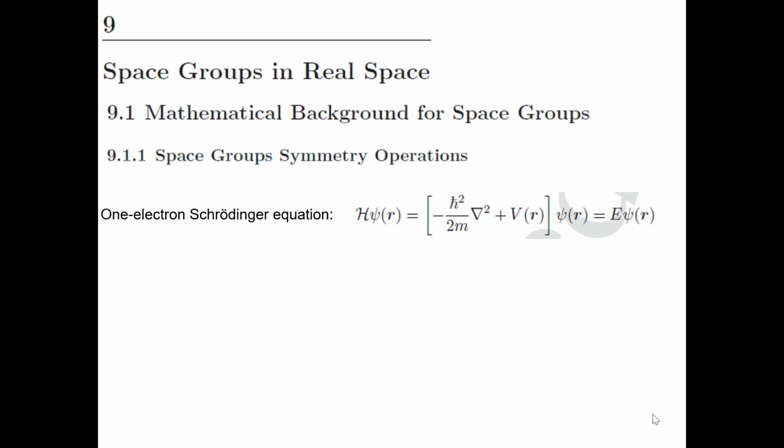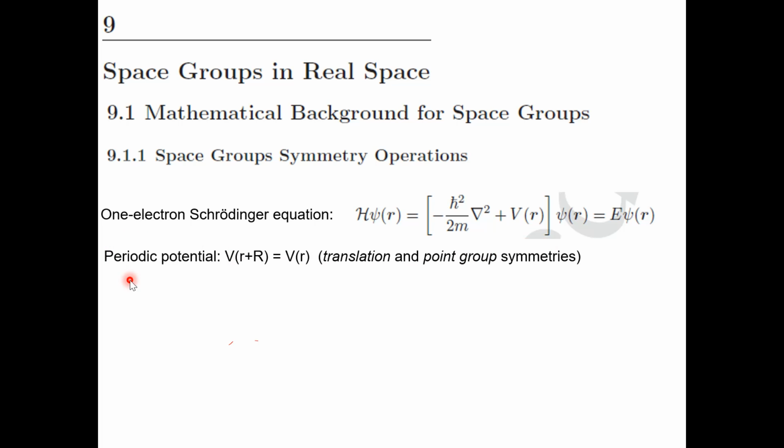So we start by reminding you that in general we are interested in considering solutions of a one electron Schrödinger equation in the presence of a periodic potential. So in general we have this type of Schrödinger equation in which we have a V of R. V of R is the one electron potential for this equation, and for a periodic system this V of R has what we call translation symmetry. That means that when I translate the potential by a Bravais lattice vector R, the potential remains the same. So it's invariant under a translation of a lattice vector R.